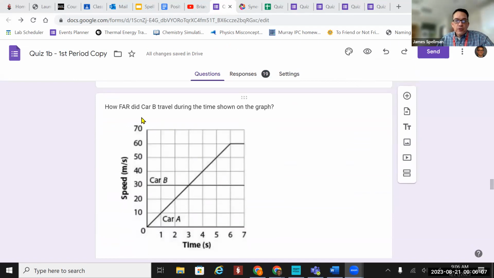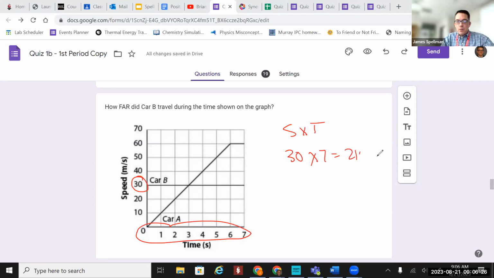This was a little bit of a difficult one. It said, how far did car B travel during the time shown on the graph? Same principle we had on an earlier question, though. The distance is speed times time. In this case, car B was going the same speed the entire time, which was 30 meters per second. The amount of time was 7 seconds. So it went 210 meters during that time. So again, distance equals speed times time.